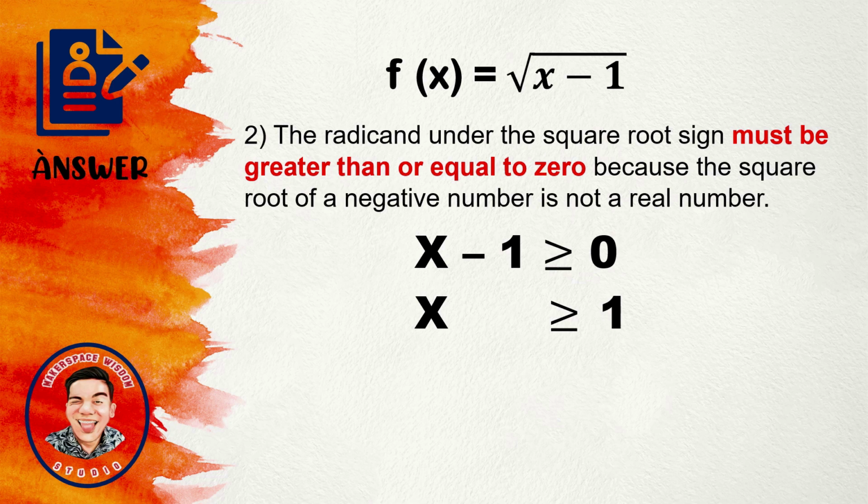That means to say, all the values of x must be equal to 1 or greater than 1, to the positive infinity. Meaning to say, with the bracket sign here, 1 is included, from 1 to the positive infinity. So the correct answer is letter B.